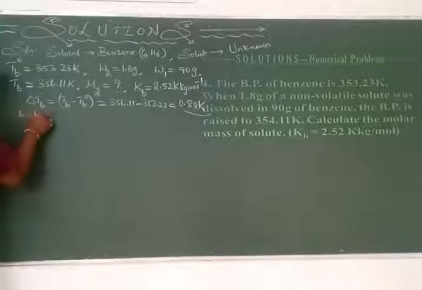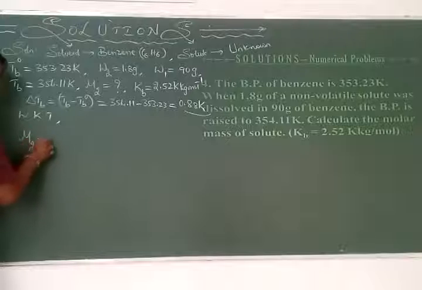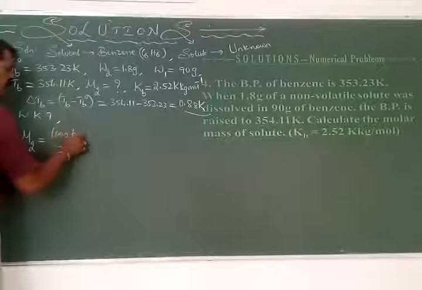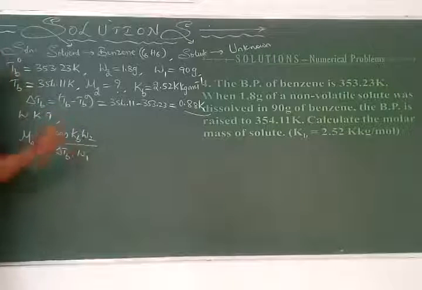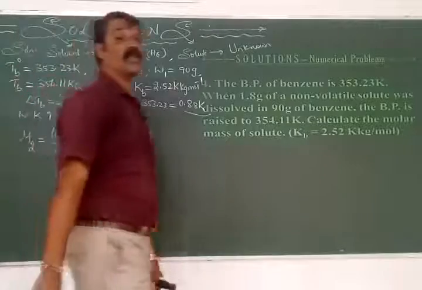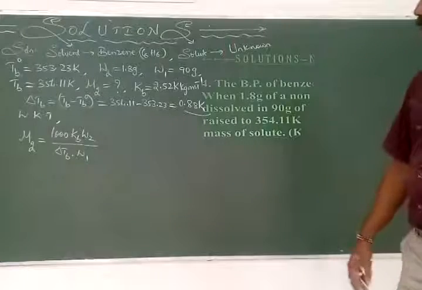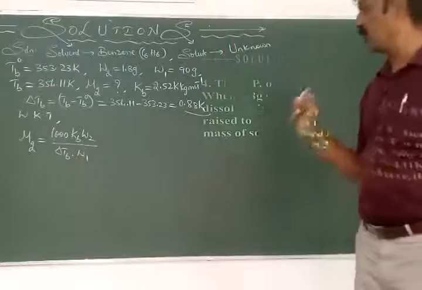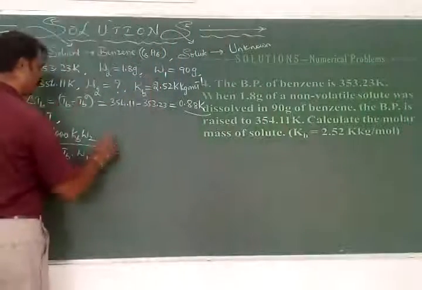Then apply the formula. We know that M2 is equal to 1000 times Kb W2 divided by delta Tb into W1. This is an expression for the molecular mass of a solute with the help of EBP, the elevation of boiling point. Just substitute, that's all.